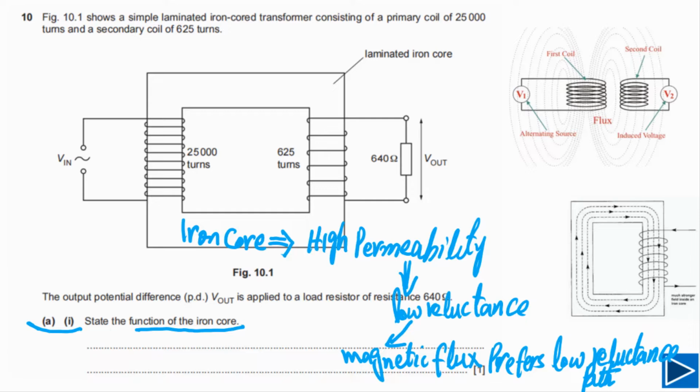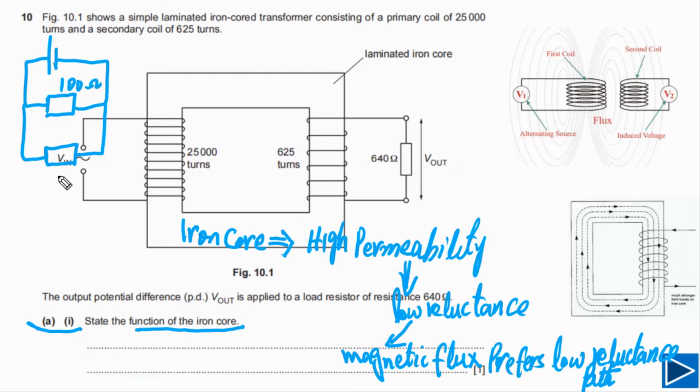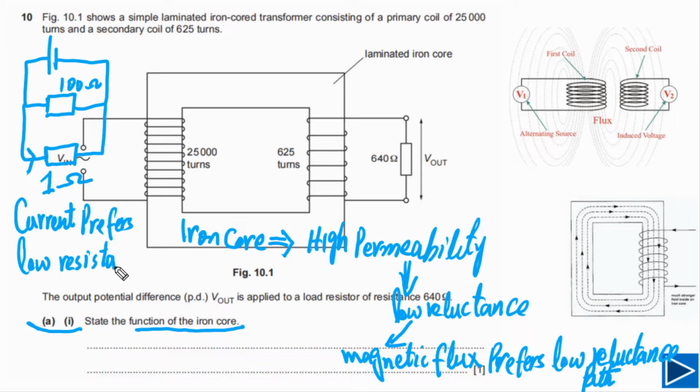Low reluctance path. This is very similar to electrical circuits. Let's try to understand this with the help of an electrical circuit as well. Let's say we have an electrical circuit with one battery and two resistors. Imagine that the resistance of one resistor is 100 ohms and the resistance of the second resistor is just 1 ohm. In this case, most of the current will pass through the 1 ohm resistor. This current will be around 100 times greater than the other current because current prefers the low resistance path. Current prefers the low resistance path, but magnetic flux prefers the low reluctance path. So this is the main concept.